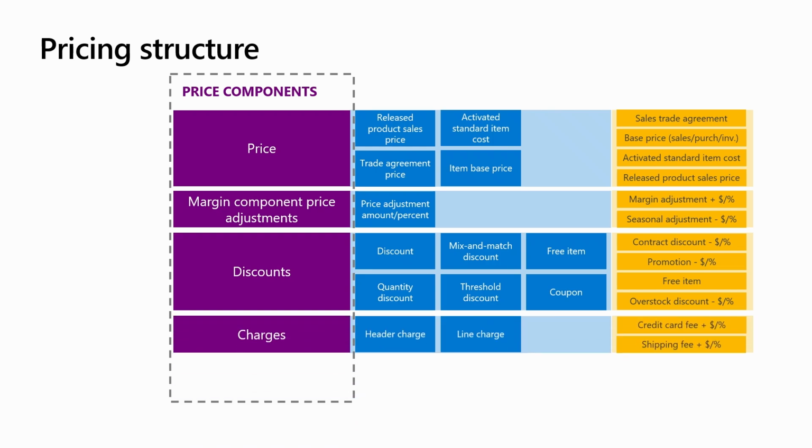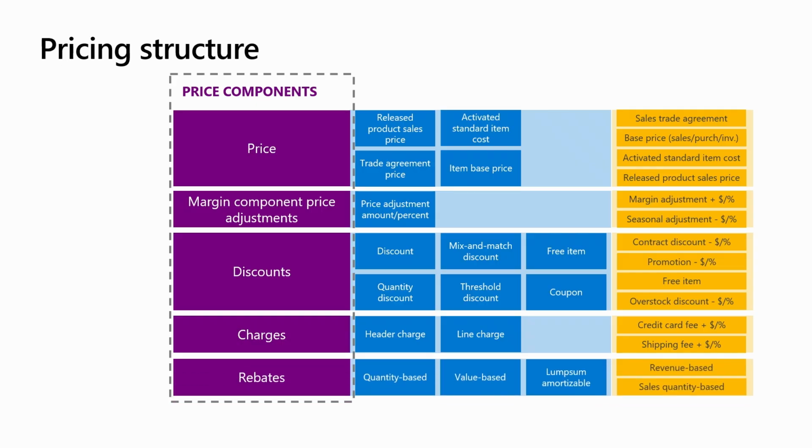Charges can be applied at the order header level or the line level. The charges capability in pricing management builds upon what was previously available in Dynamics 365 Supply Chain Management and provides additional functionality by introducing price attributes, date ranges, and combination ranks.